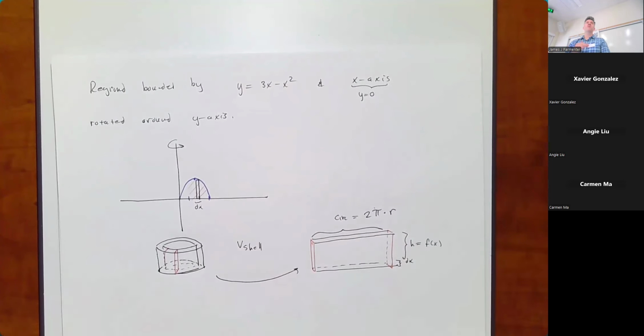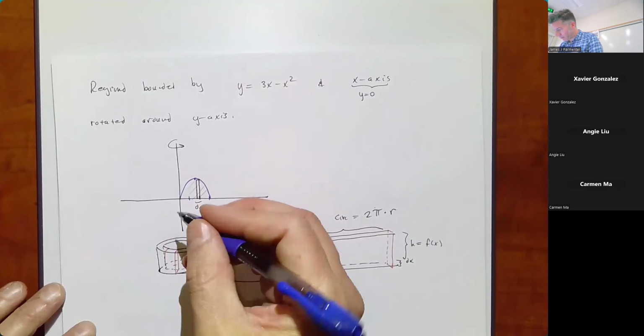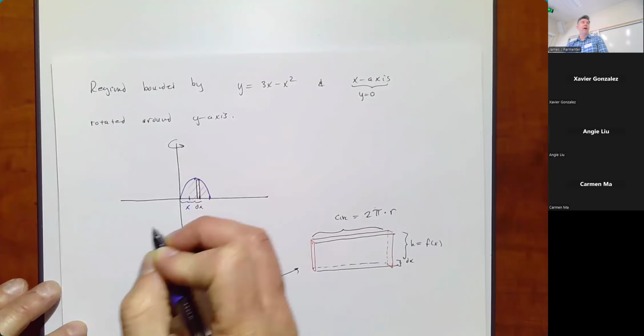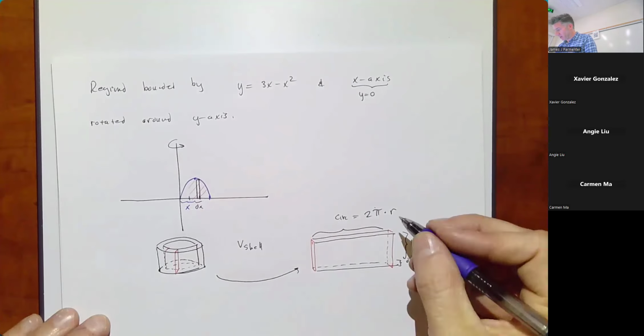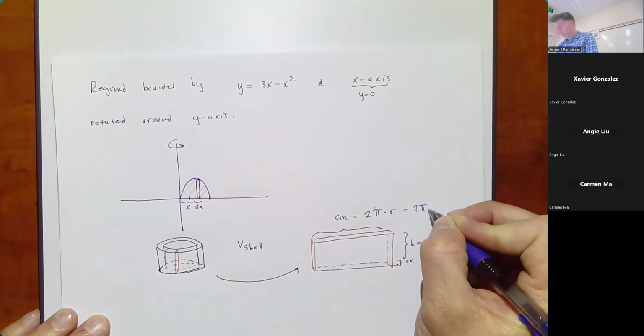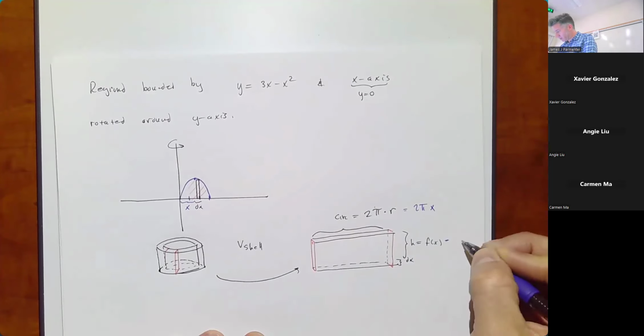This always used to trip me up. The radius is just how far from the axis of rotation we are. So we're a distance of x from the y-axis. If we're going around the y-axis, the distance is x. So our radius here is just x, and our height here is just 3x minus x squared.